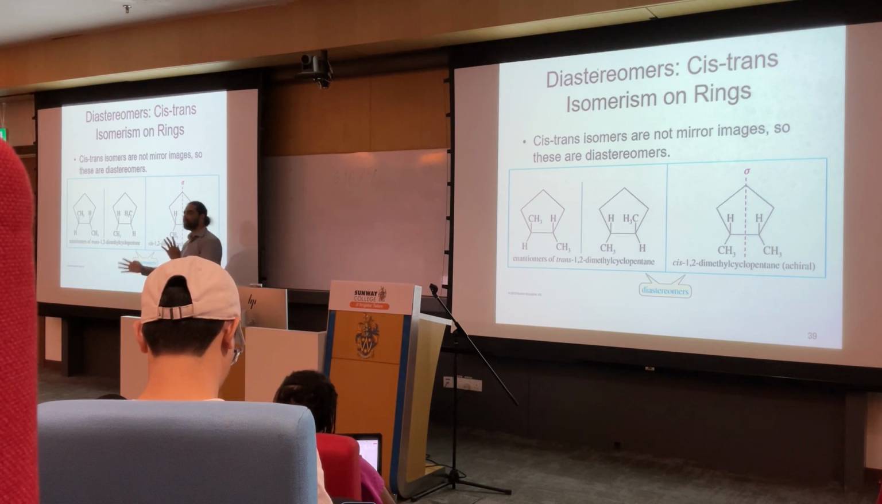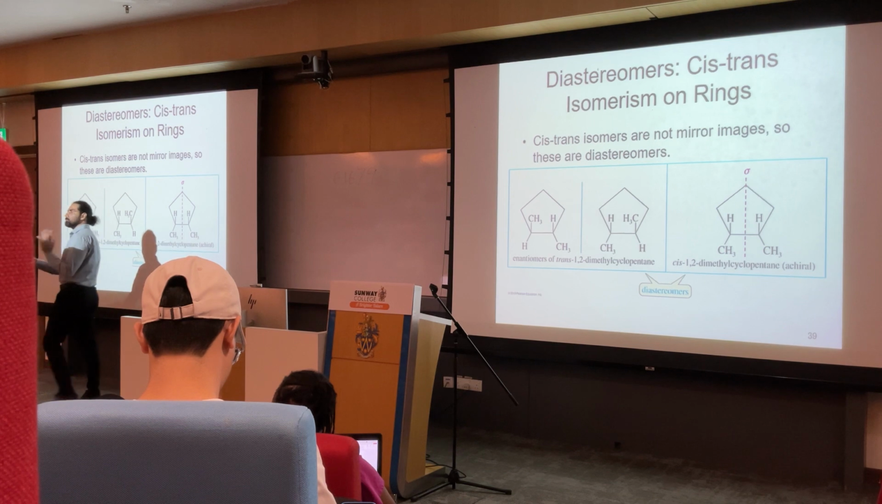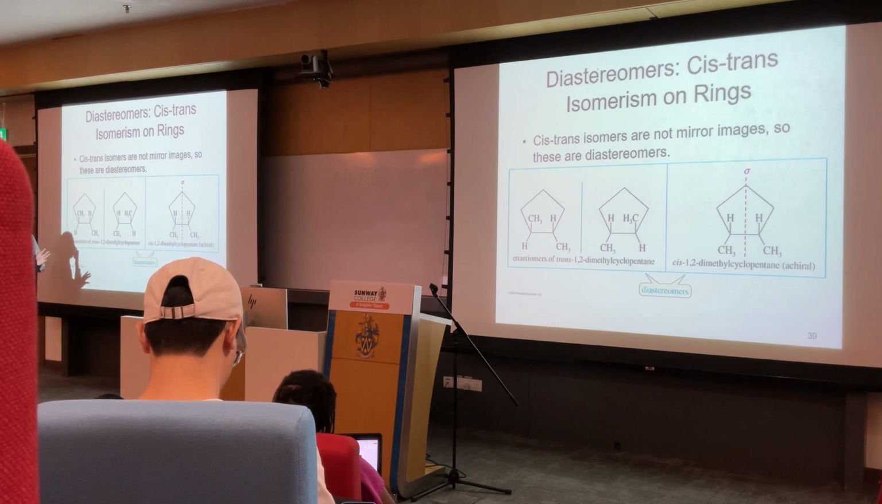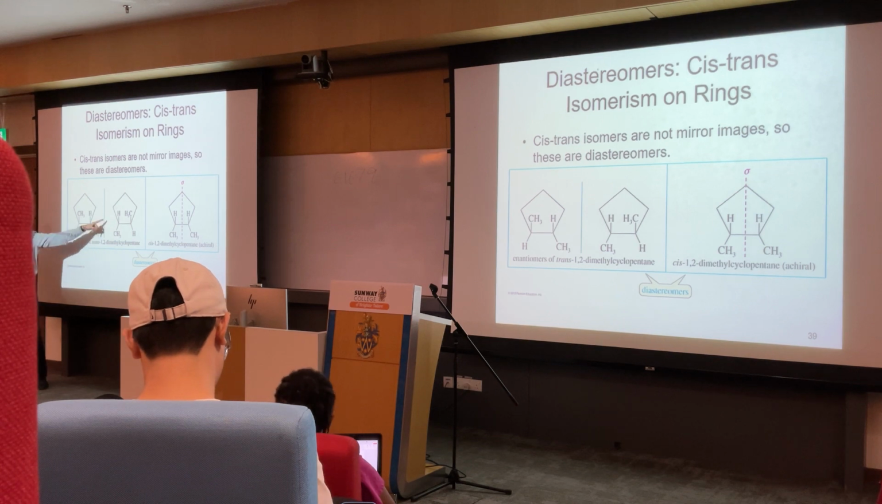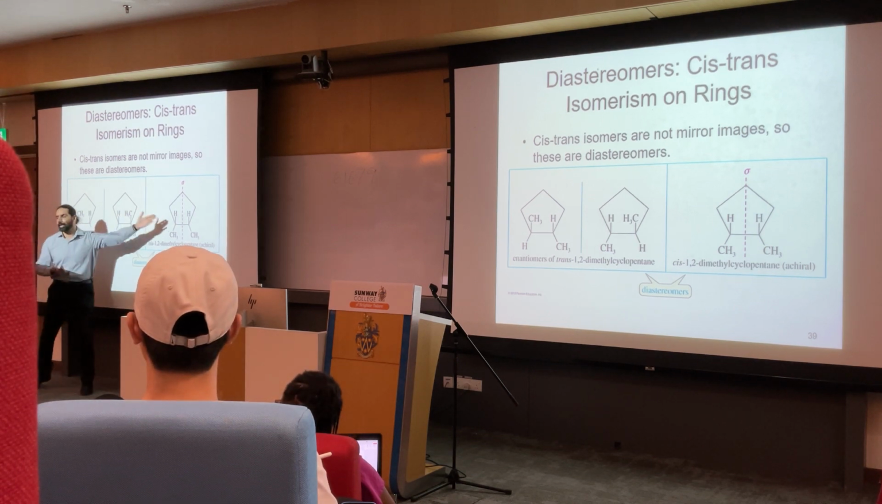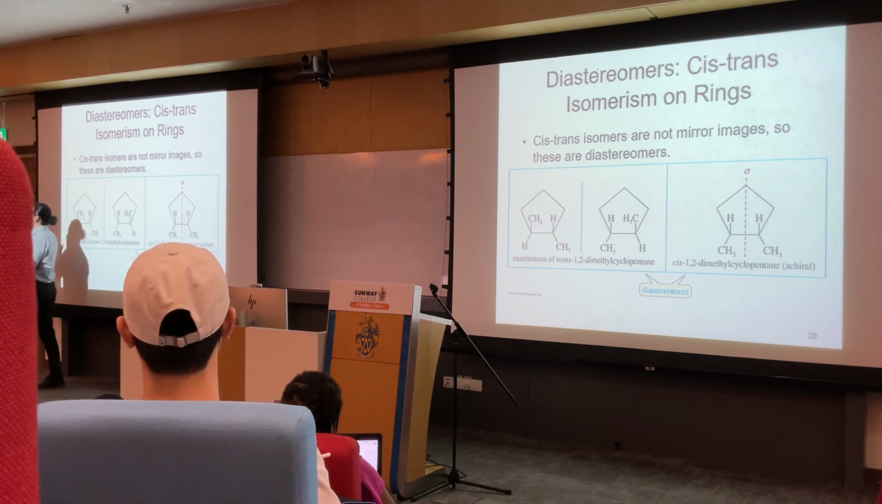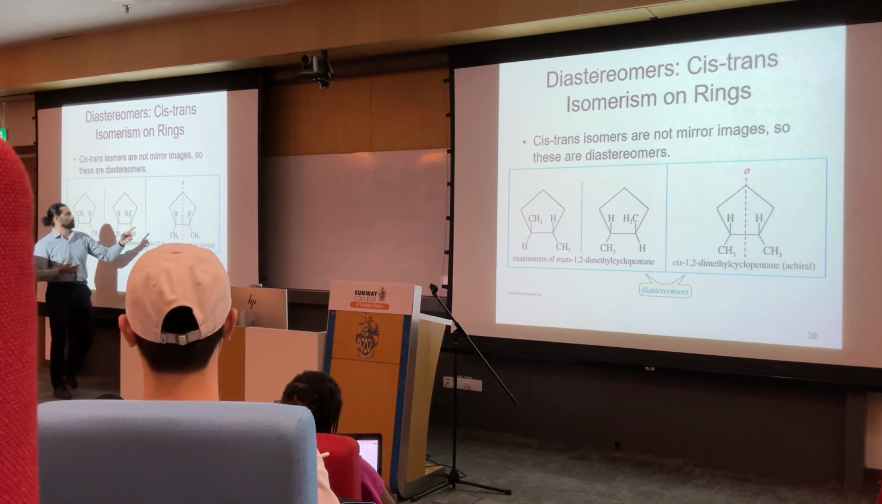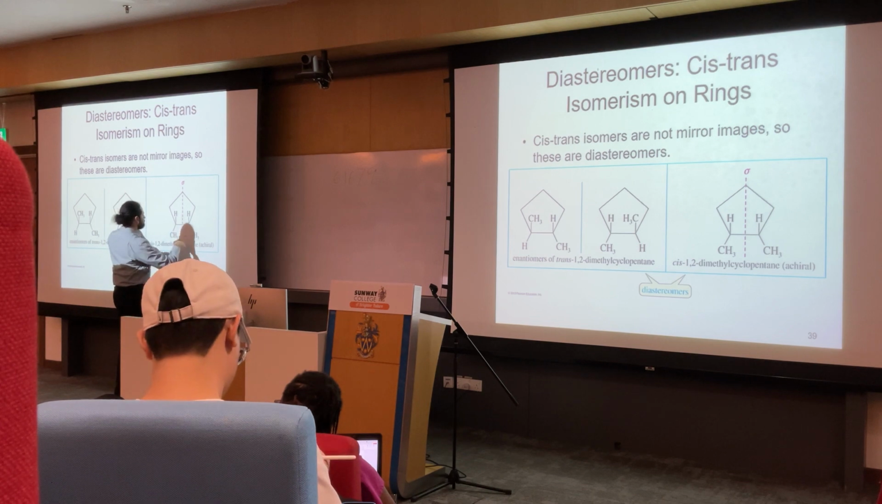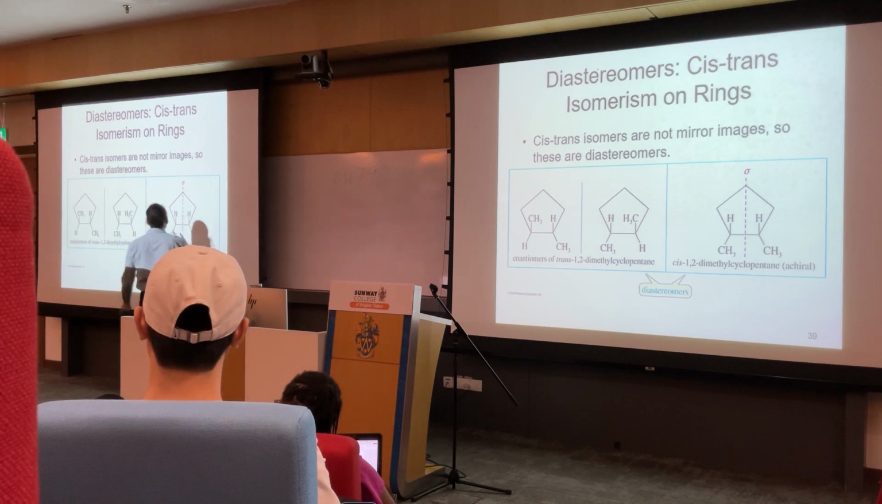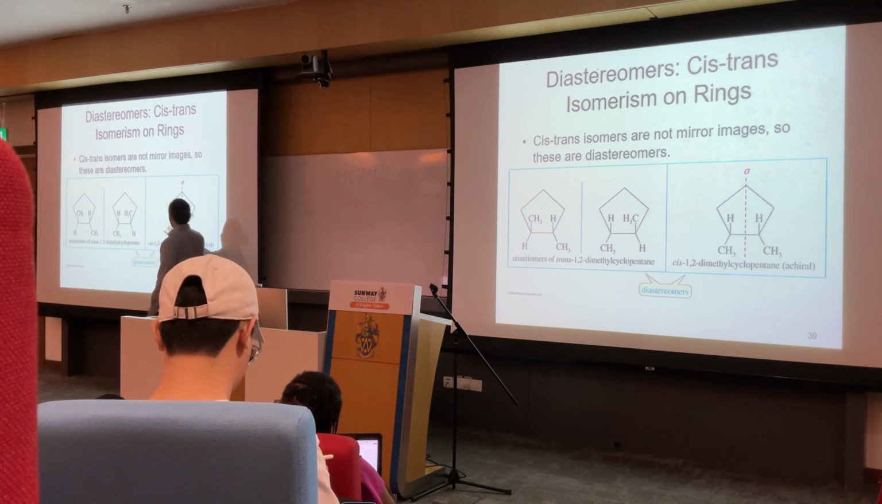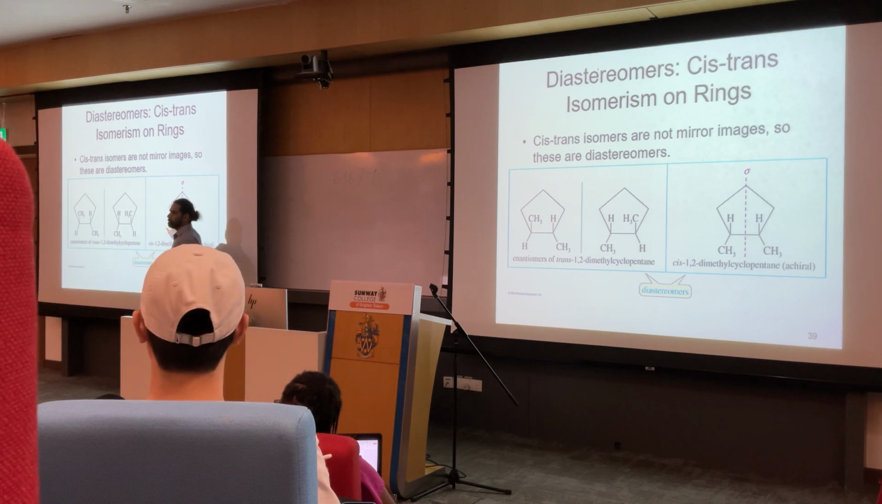Right? And when they have no mirror image relationship between each other, then they would be called diastereomers. So these two are enantiomers of each other. And then this to that or this to that will be diastereomers of each other, because they are not mirror images of each other, right? Here this is up, this is down. Here this is down, this is still down. So not completely opposite of each other.